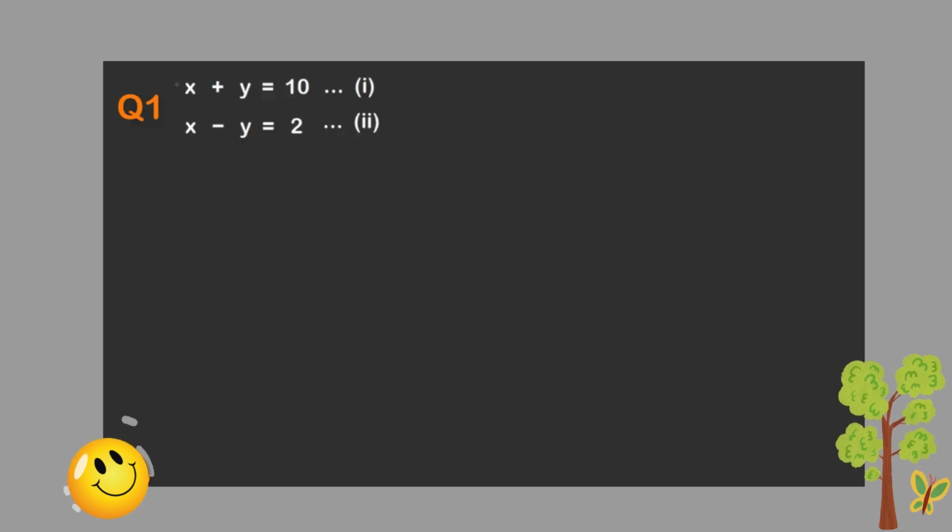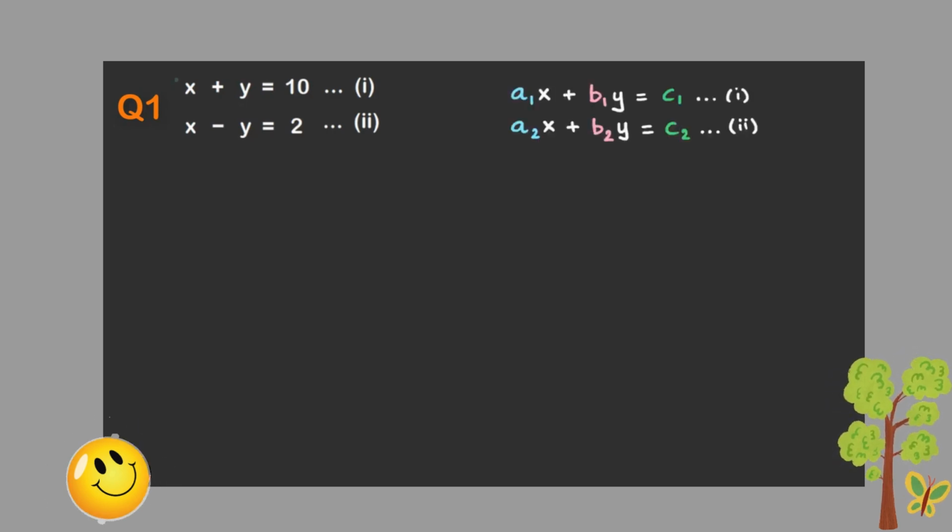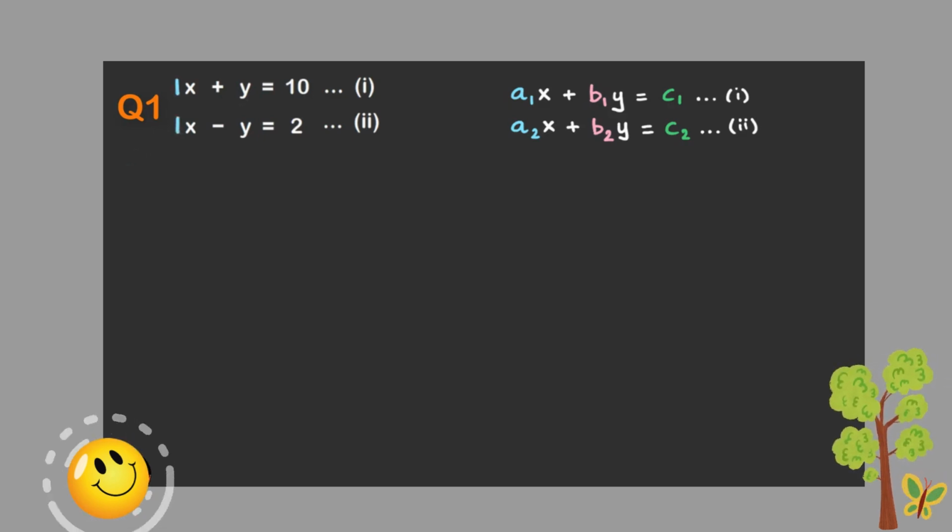Now let's look at the 2 equations from the first question. x plus y equal to 10 and x minus y equal to 2. Let's compare these 2 equations with our general equations a1x plus b1y equal to c1 and a2x plus b2y equal to c2. Let me mark the coefficients a1 and a2 in the equations in blue color. a1 and a2 are both 1. Similarly, I'll mark b1 and b2 in pink color. b1 is 1, b2 equals minus 1. And I'll mark the constants in green color. c1 is 10 and c2 equals 2.